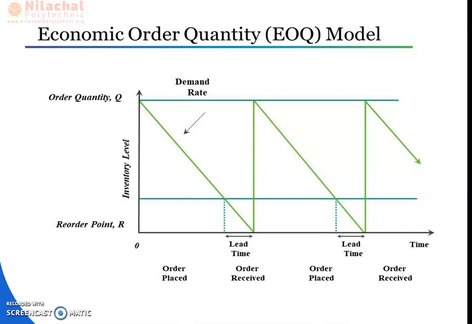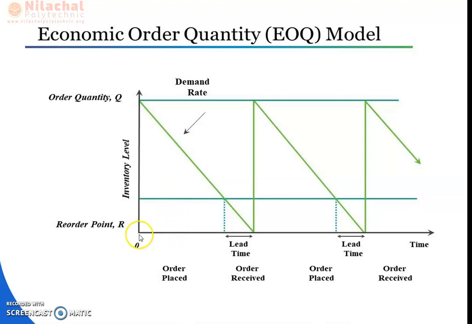Let's consider an EOQ model. This is a fundamental, typical model for a production system. What are you finding from this economic order model? Model means graphical representation. There is a green color line. This green color line from this horizontal line is known as your minimum stock. That is the reserve stock.